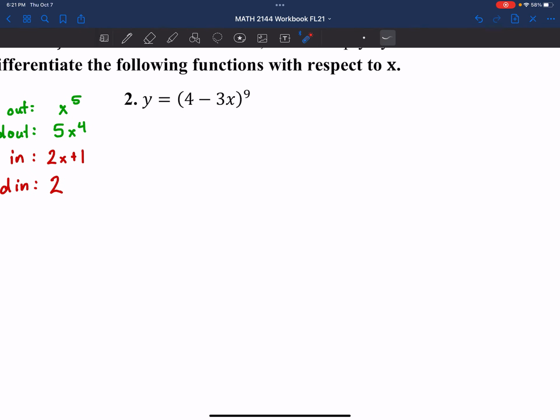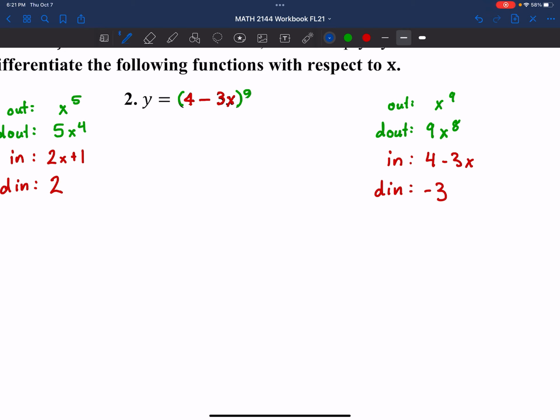It's very similar compared to the last one, so I would encourage you to pause the video and try it. Here's the explanation. The outer function is going to be another power function. So the outer function is x to the 9th. The derivative of the outer function is 9x to the 8th. The inner function is going to be 4 minus 3x. So I'm going to note that off to the side, 4 minus 3x, and the derivative of the inner function right here is minus 3.